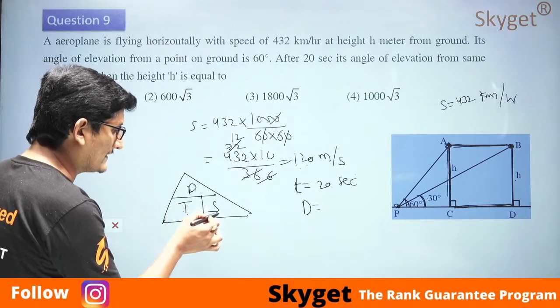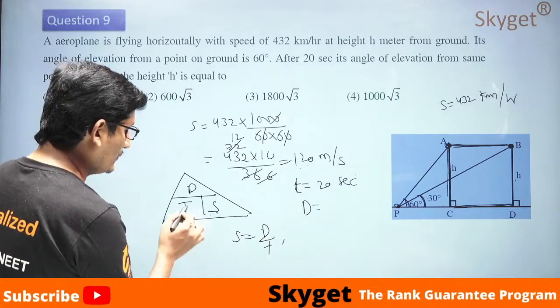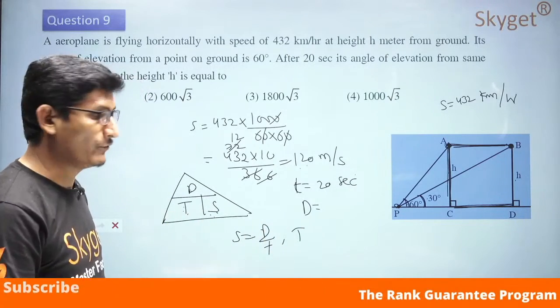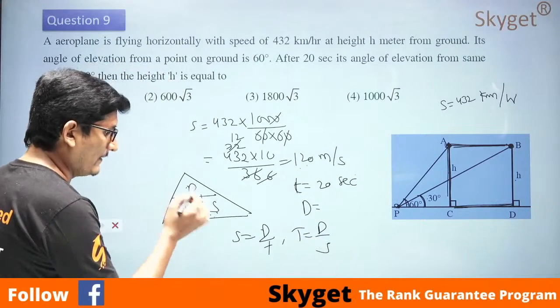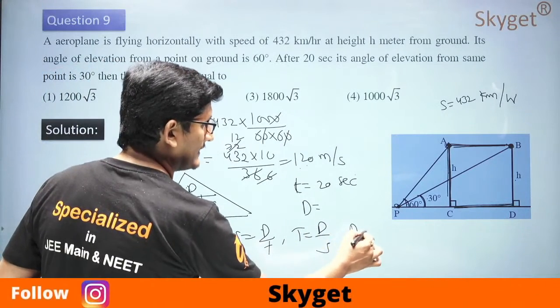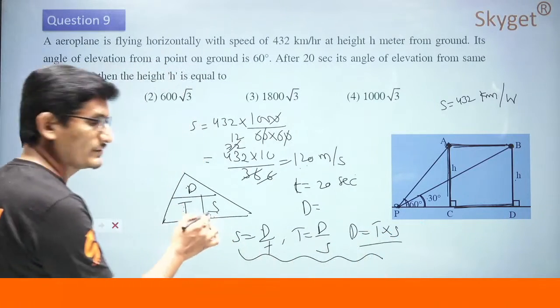So now see here, S is equal to D by T. Next, if you want T, then T is equal to D by S. Next, distance D is equal to time into speed. That's it. For these three formulas I am using this DTS triangle.